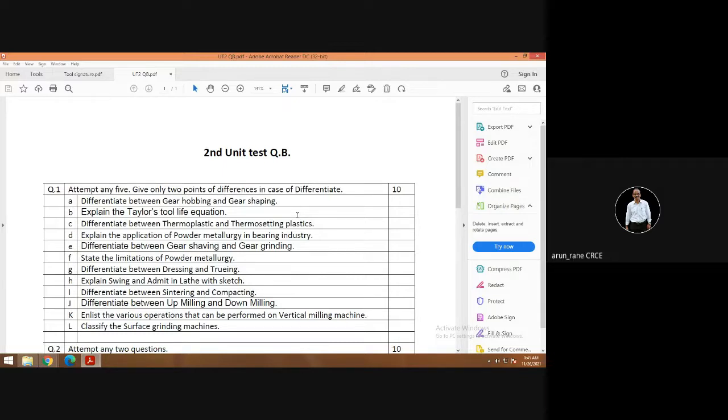Tool life: tell us the tool life equation, that is V t raised to n is equal to constant, and you need to explain what V, t and n are, along with the dimensions. V is the cutting speed in meters per minute, tool life t is in minutes, n is the Taylor's constant, and that depends on cutting tool geometry and process.